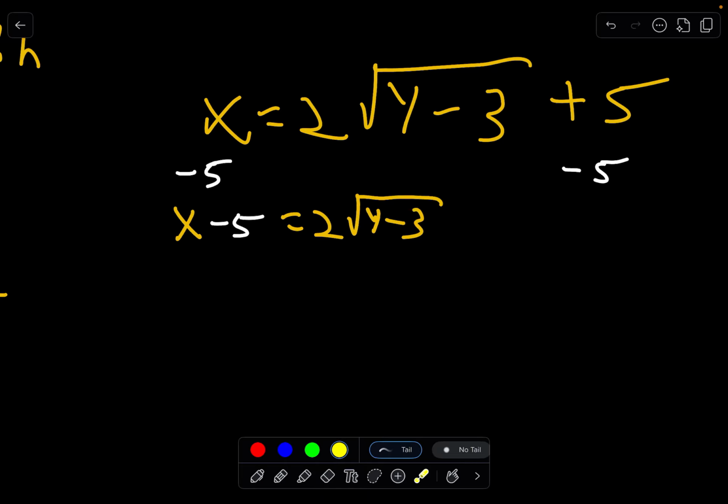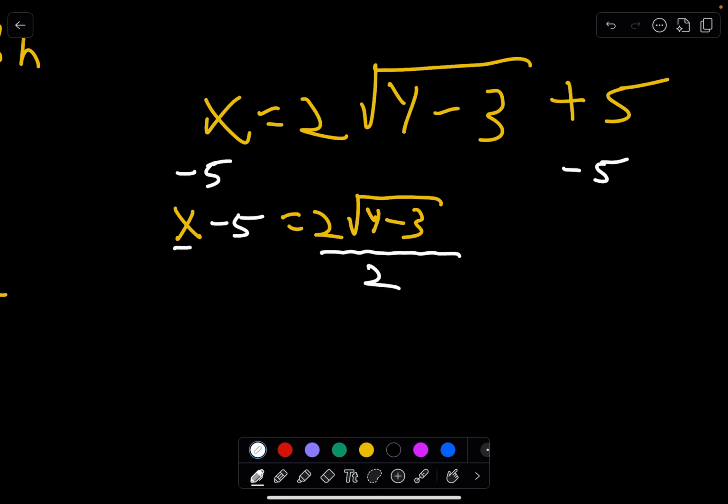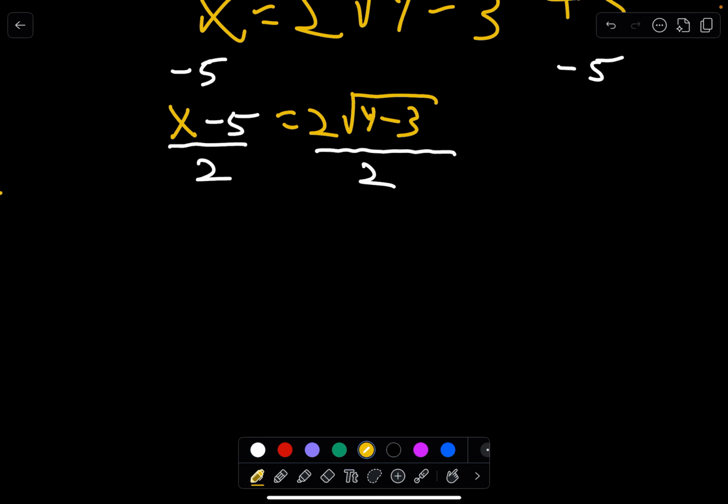Now I have to strip off the 2 on the outside. So since it's multiplying with the square root, I'm going to divide. Since we're multiplying the square root by 2, we're going to divide both sides by 2. All right, and now we got x minus 5 over 2 equals the square root of y minus 3.